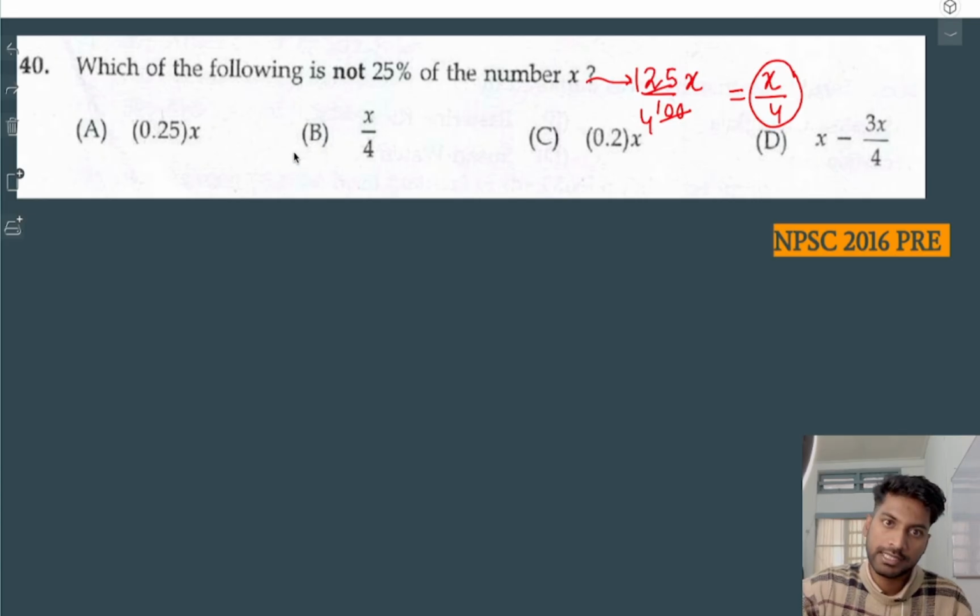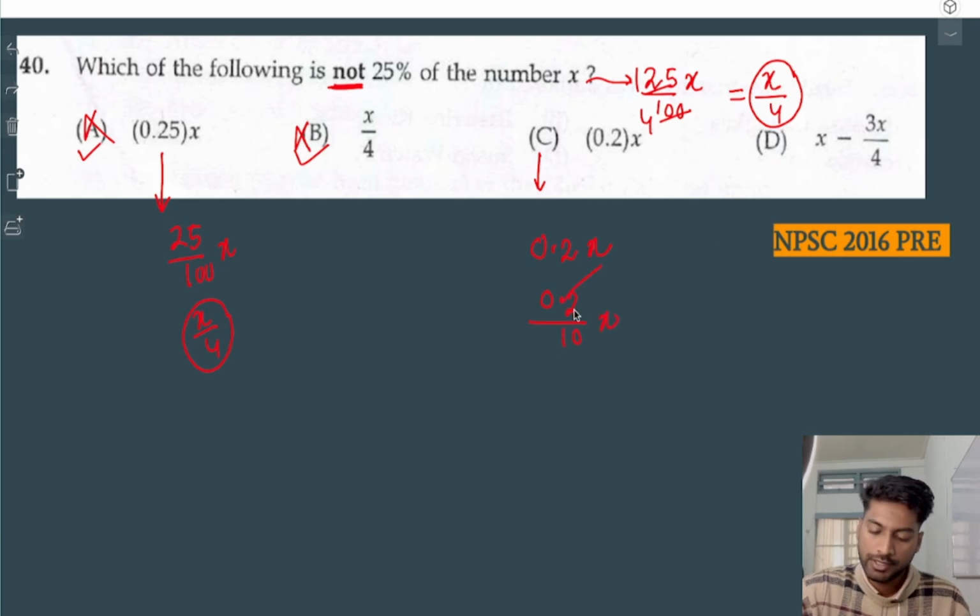So B is just exactly the same, so this will not be the answer. Let's check A. They are saying which one is not. This means 25 by 100 into x. Same thing, so it will be x by 4 itself. So A and B will not be the answer because this is also matching or qualifying. Now check C. It's 0.2 x. It means I can write 0.2 by 10 into x and the decimal will be eliminated. So it's 1 by 5, so it's like x by 5.